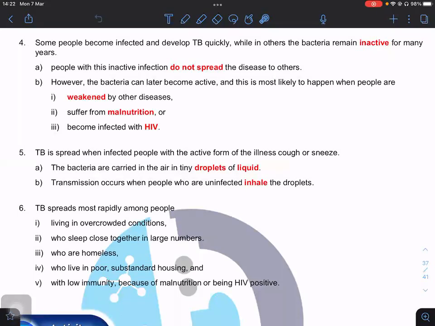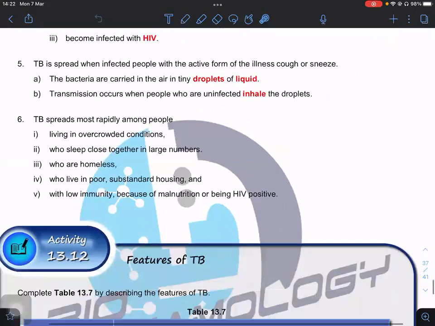So TB, how does it spread? Always remember, we say from an infected person to an uninfected person by droplets, tiny liquids. When the uninfected person inhales these droplets, as usual for airborne spread, the site of infection is always your respiratory system or gas exchange system. The lung is the first site of infection.